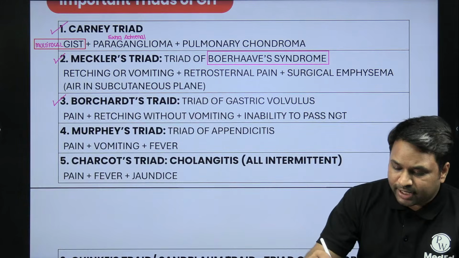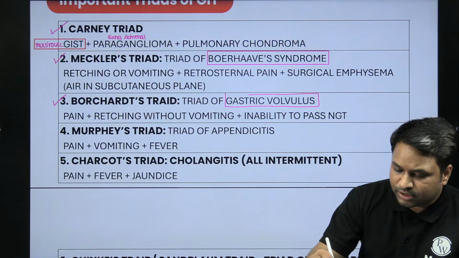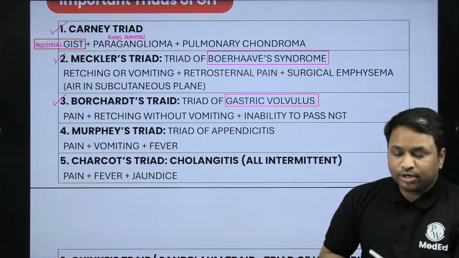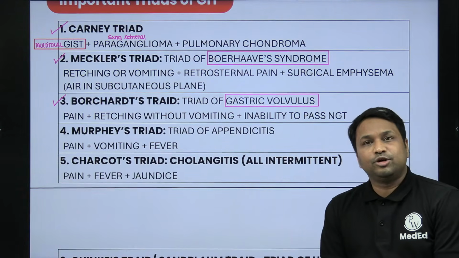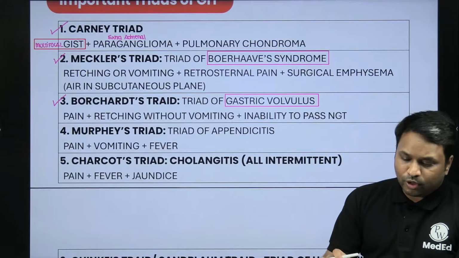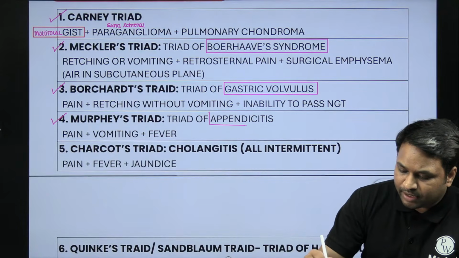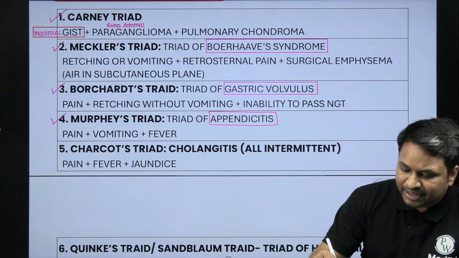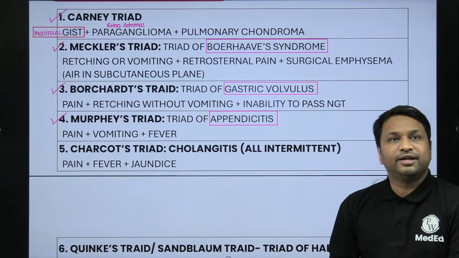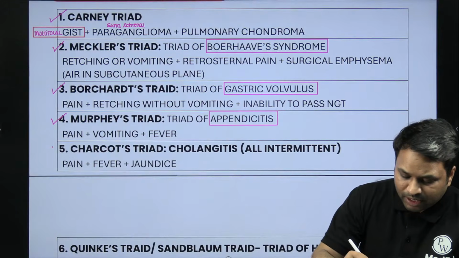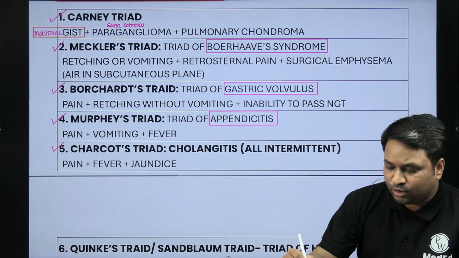Third is your Bouchard's triad. The Bouchard's triad is seen in gastric volvulus, right? So pain, retching without vomiting and inability to pass nasogastric tube is what we call as Bouchard's triad. Then you have Murphy's triad, which is seen in appendicitis. So in appendicitis, patient is going to have pain, fever and vomiting. And the last one that you have is your Charcot's triad, which is seen in cholangitis.